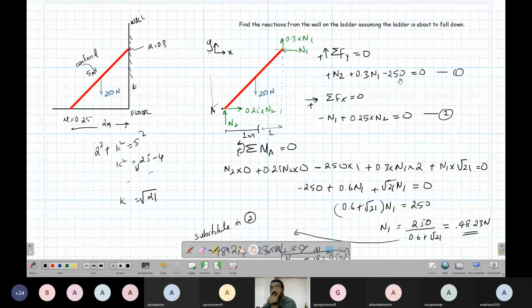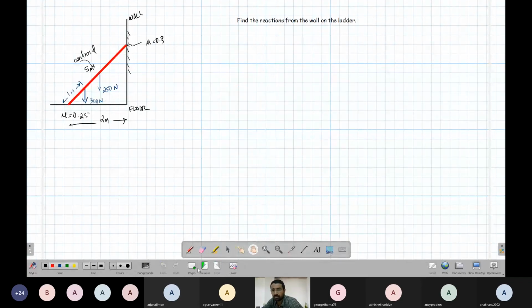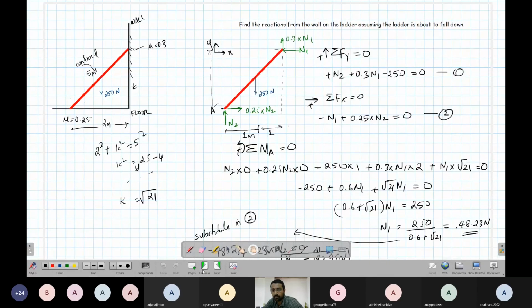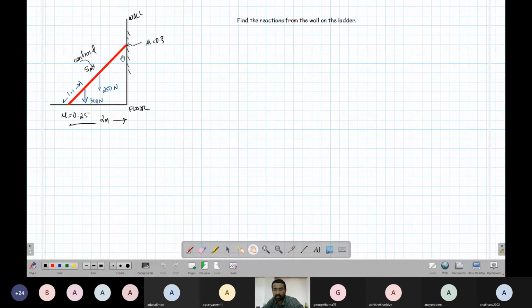Either you can solve these two equations, or you can solve directly using a moment equation or vertical and horizontal equations. Okay, so this is wall friction problems. There can be many more types of problems. For example, this is another type of problem. There is one more force here: 300 Newton force, 1 meter distance, 250 Newton original force, 0.3, 0.25.